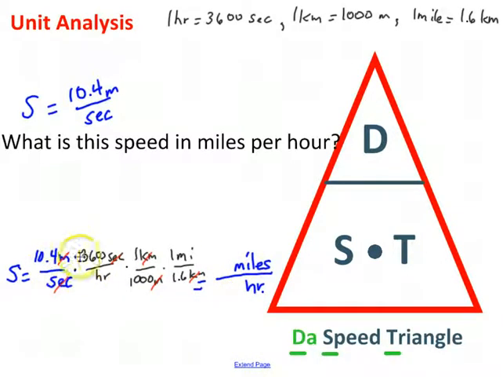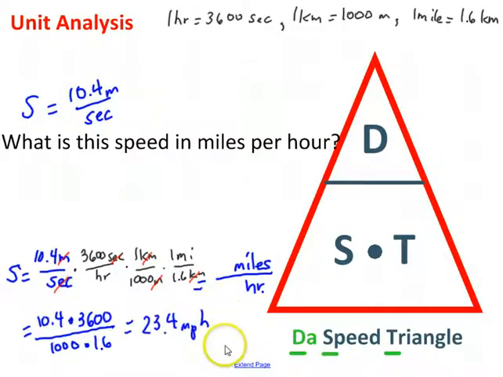I've just got to multiply 10.4 times 3,600. And on the bottom, I've got 1,000 times 1.6. And that works out, like I said, to be 23.4 miles per hour. Hit the pause button if you need to study this. Otherwise, that's it. That's the end of the video lesson. Come into class with any questions you have. I look forward to seeing you.